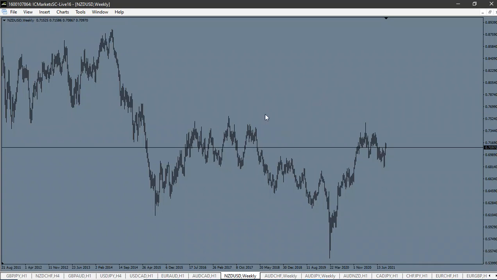So today we'll be analyzing NZDUSD, AUDCHF and AUDJPY for the weekly forecast. So we'll start with NZDUSD.